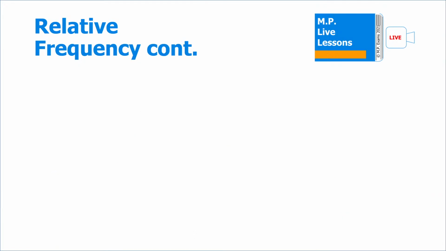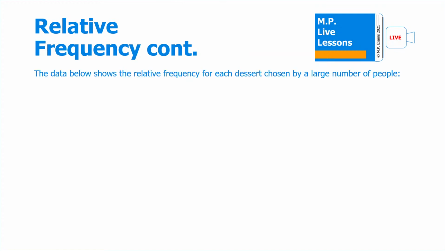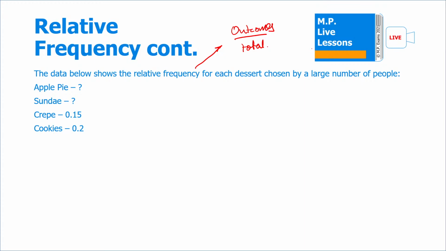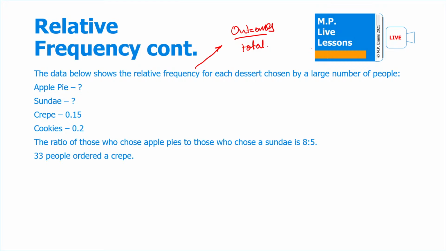You could also be asked about relative frequency on, for example, a pie chart, with almost similar things. For example, the data below shows the relative frequency. Relative frequency is actually like the probability, the outcomes divided by the total. For example, this was the relative frequency of the dessert chosen by a crowd, and the ratio of those who chose apple pie to those who chose a sundae is 8 to 5. 33 ordered a crepe. Calculate the number who ordered an apple pie.